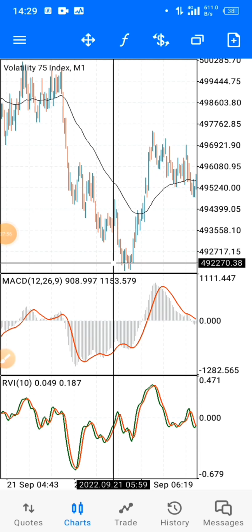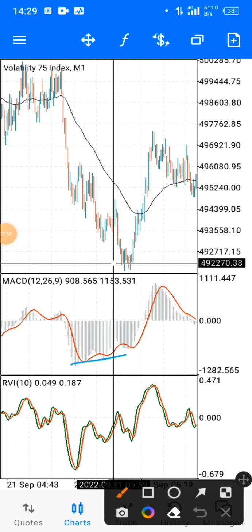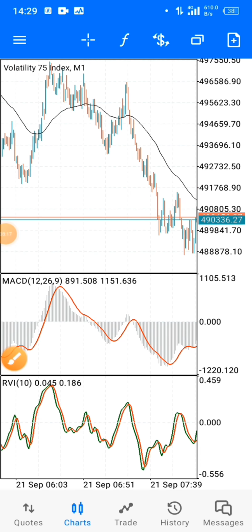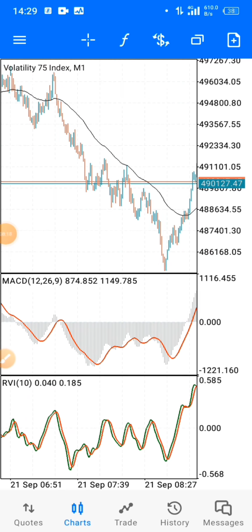But this trade wasn't going to hold because there's divergence right here. I think you know what divergence is. If you don't know what it is, you can check out my previous video I posted a few months back, where I talked about divergence. But there's divergence here, so I personally wouldn't enter right here. I'll wait for the market to confirm, then I'll enter.